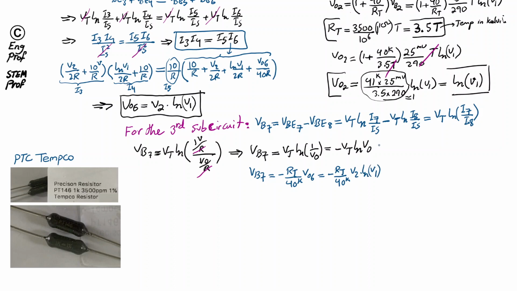Okay, so I'm going to just combine these things. Therefore, minus VT ln V out is equal to minus RT over 40K V2 natural log of V1. Let me write it clean. So we are almost done. We just need one final push and we are done. And that push would be, of course, we get rid of these two negative signs that we have.